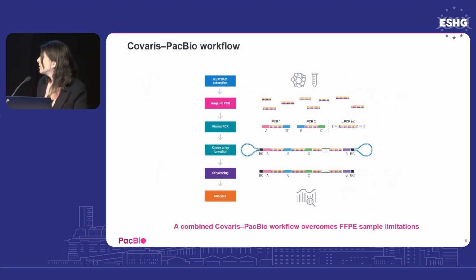This is the workflow we presented at AACR earlier this year, end of April. So it's fresh from the press, I would say. And we also have a tech note describing that. Basically, we start with the truXTRAC extraction protocol that was described earlier, and then we use different components of the PacBio workflow. We amplify the DNA that we get, and then use some Kinnex PCR to generate artificially long molecules, and then we sequence that and finish with the analysis.